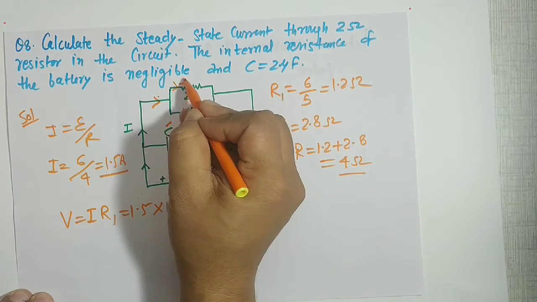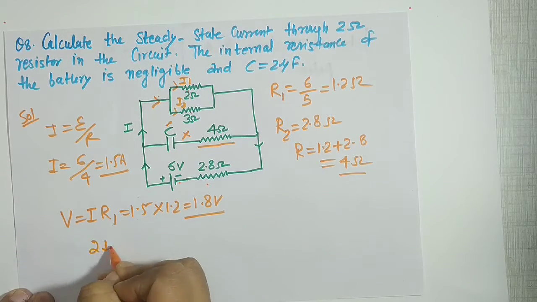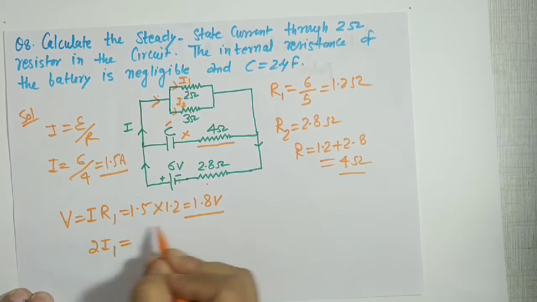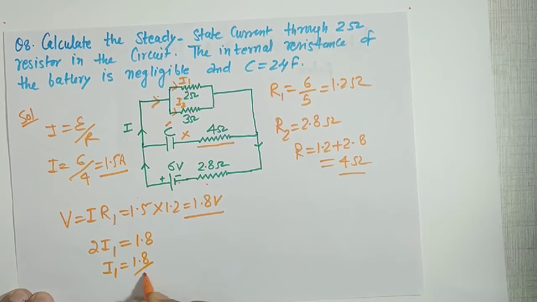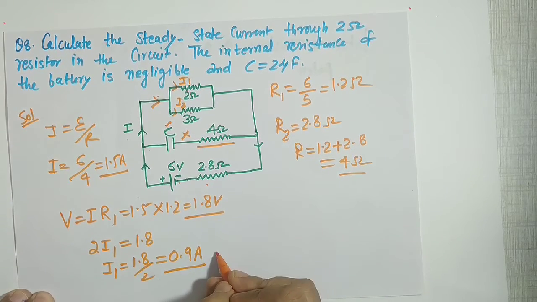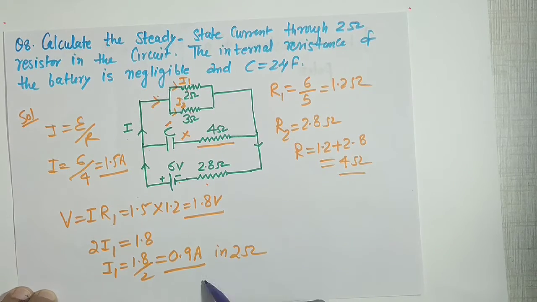And say I1 is the current distributed here and I2 in this. So can I write 2 I1, because in parallel voltage is the same. 2 I1 is equal to 1.8. So I1 will be 1.8 by 2. So what I am getting is 0.9 ampere in the 2 ohm. This has been asked. This is the question.